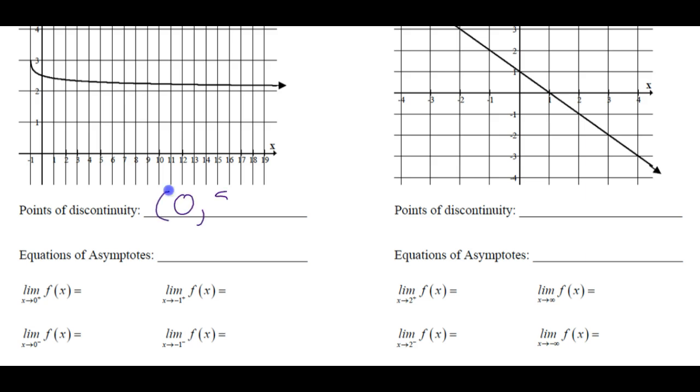So (0, 2.5) or (0, 5/2). Equations of asymptotes. Are there any lines that the curve looks like it's going to approach but not touch? y equals 2. So as this heads off to the right, we have y equals 2.